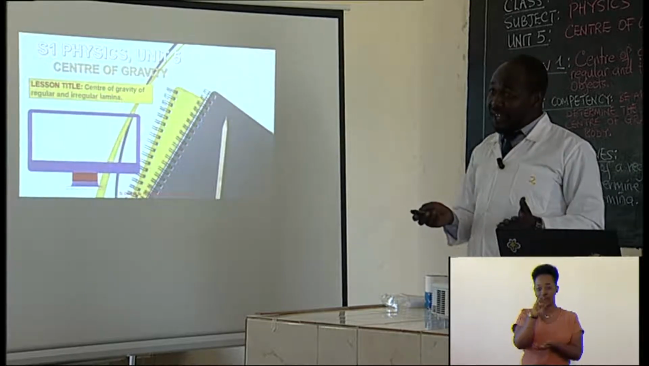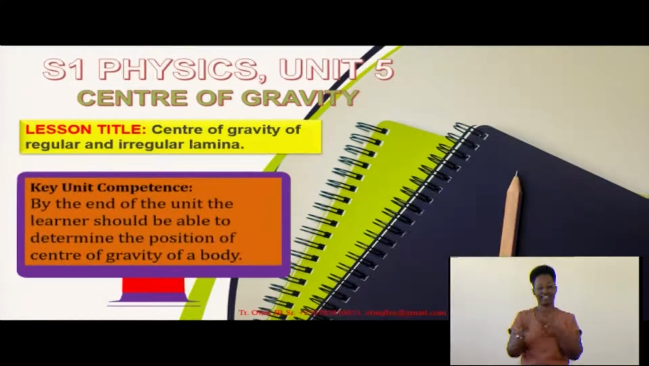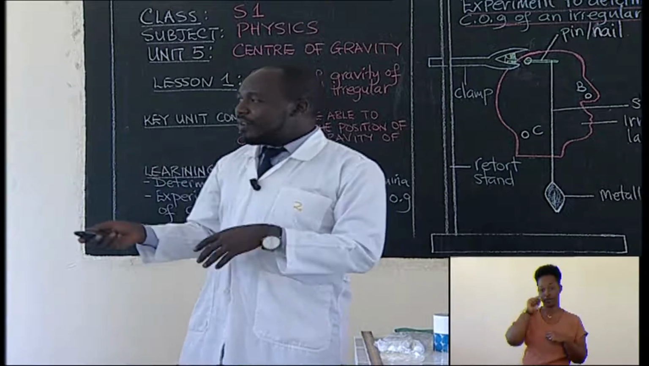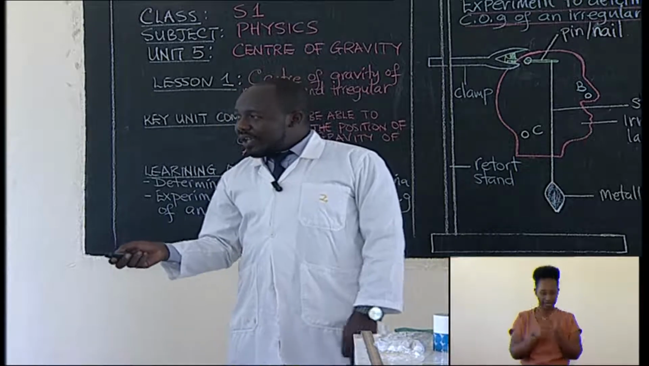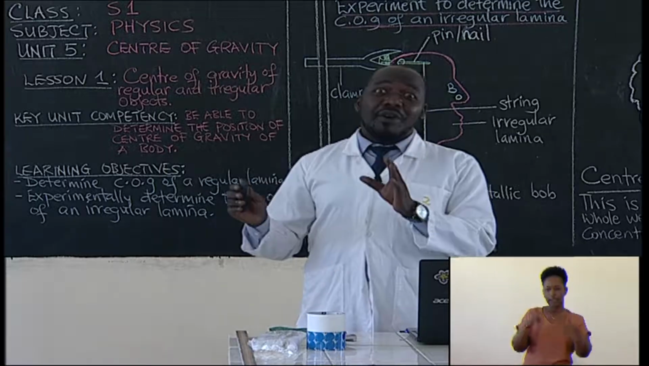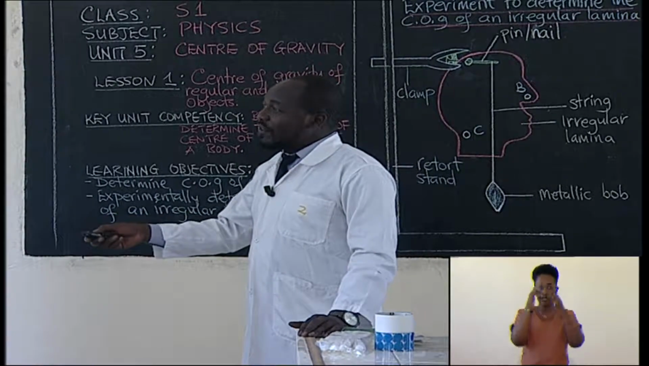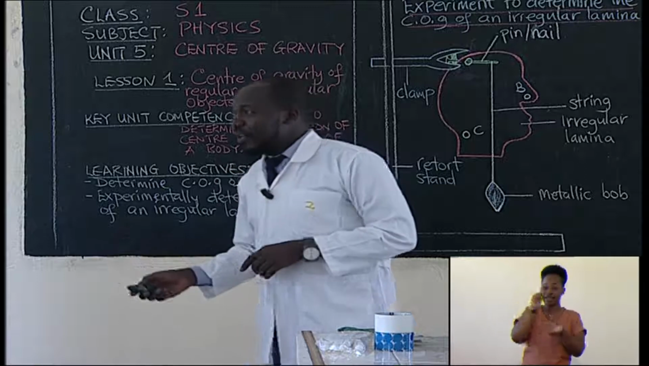Those are new words, right? But we are going to learn what those things mean in this lesson. And so the key unit competence for this Unit 5 is going to be, you should be able to determine the position of center of gravity of a body. That is what the unit is all about. We should be able to determine the position of center of gravity of a body. If again you remember, our lesson title today is Center of Gravity of Regular and Irregular Lamina.